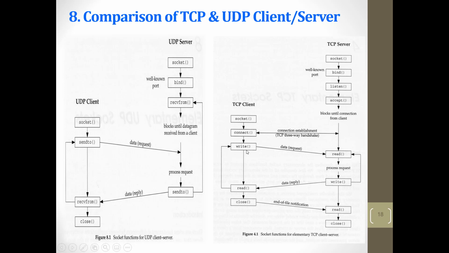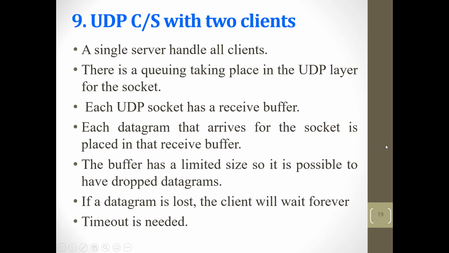In TCP you are using the read and write methods. But here you will be using send to and receive from. By using send to and receive from, you send and receive the data, whereas there read and write will be used. Then finally, you are going to close. You can see the server side close is available, and also in the client side we are using the close method. But here if you close any one side, it is enough. Automatically it will be considered as the socket is closed. So this is a comparison of TCP and UDP client server.